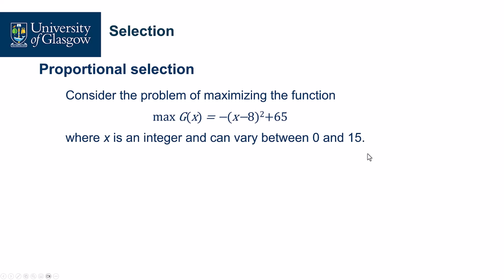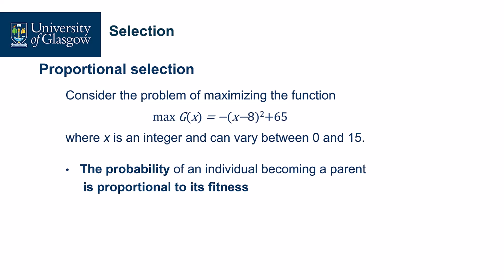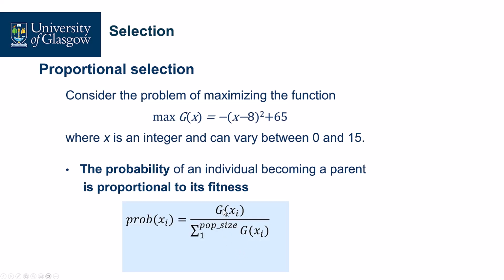So when we do the proportional selection, we mean the probability of an individual to be selected and become a parent is proportional to its fitness. Mathematically, we can use this formula. This is the fitness of the xi, and here is the fitness of all the candidates. As we can see from this formula, the higher fitness one will have a higher probability, right? Because this denominator is the same for all the individuals, right?